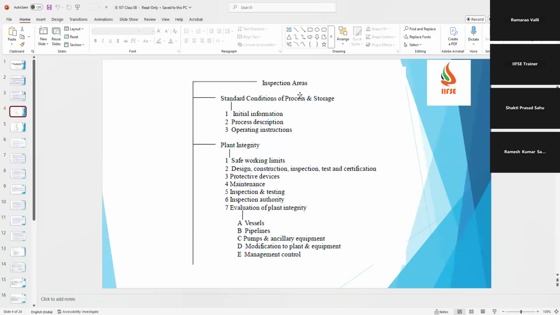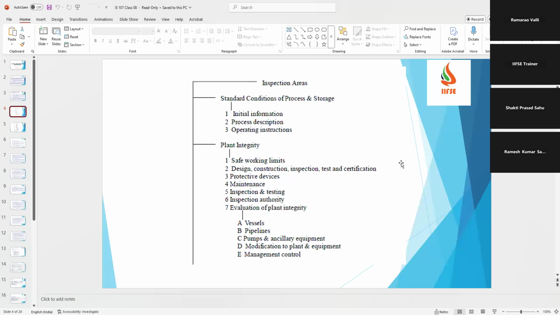So these are some of the inspection areas which we are supposed to cover in our inspections. Here we have standard conditions and processes and storage, where we need initial information, process description, and also operating instructions. When you're talking about process and the storage areas, we should know the basic information about the process as well as storage conditions. Like some of the chemicals we store in a controlled environment, some of the chemicals we store at ambient temperatures also. Then process description, like the procedures, etc., and operating instructions specific to the plant.